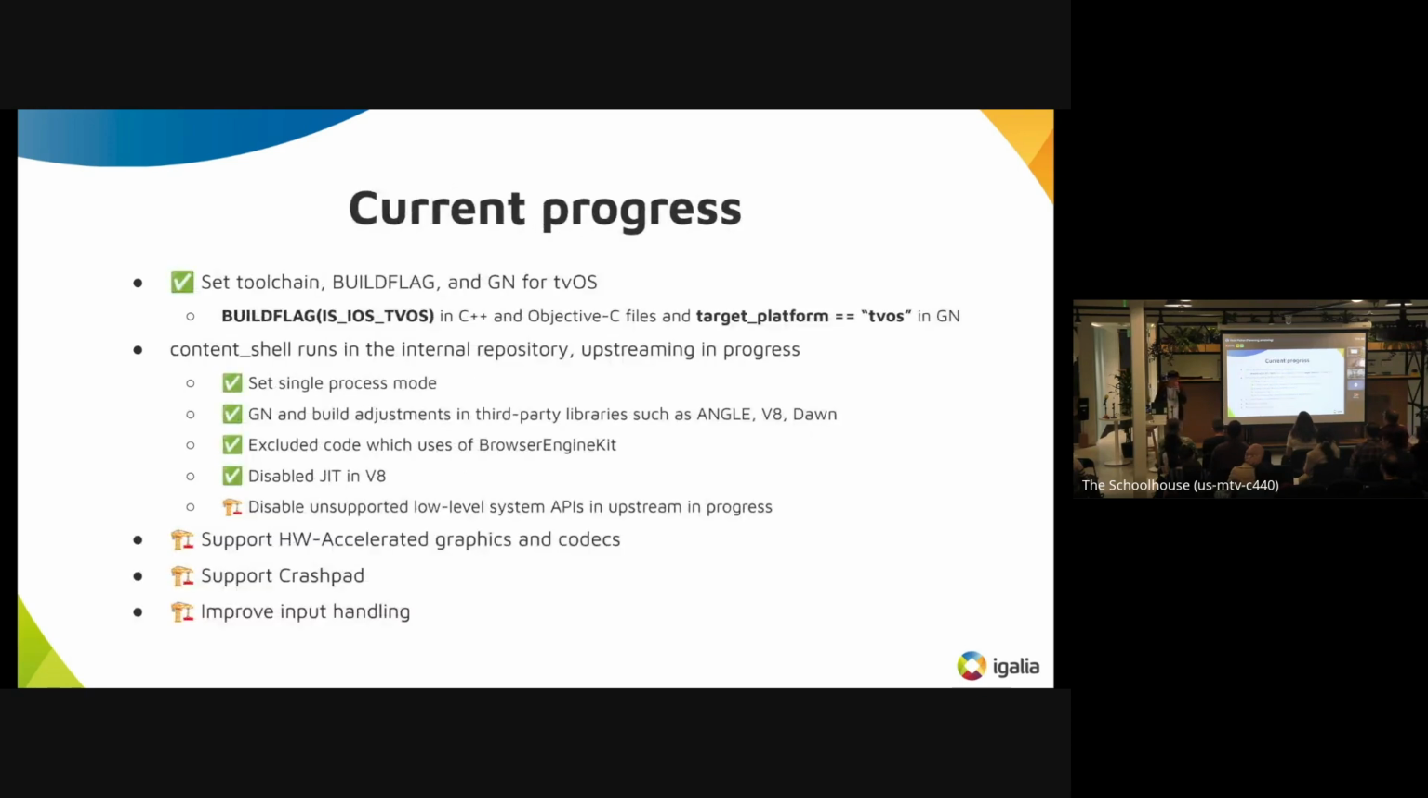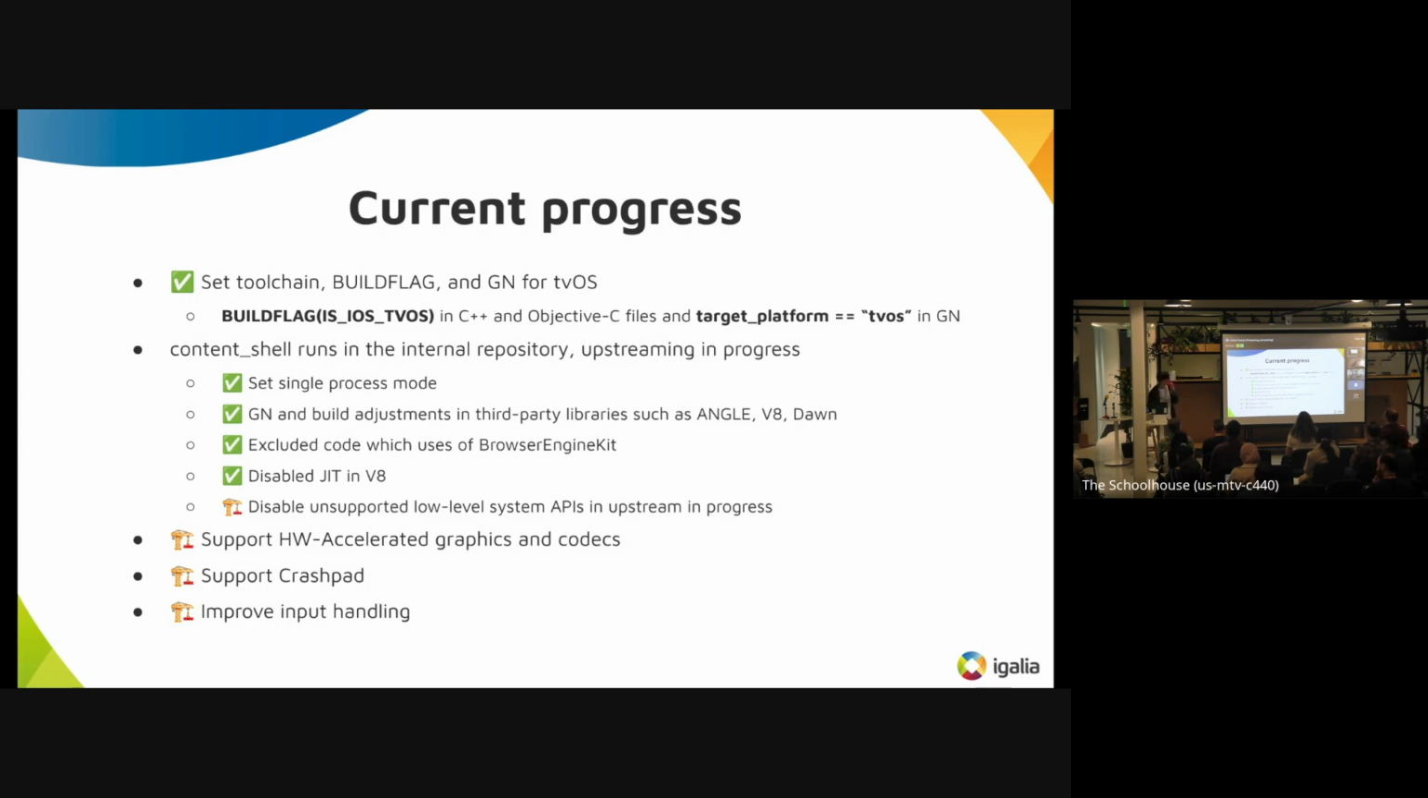Now, let me share our current progress. To launch content shell, we have made several key modifications. First, we added a new toolchain and build flag. In C++ and Objective-C files, we have used the iOS-on-tvOS build flag, and we also introduced a new target on the platform GN variable for GN checking.